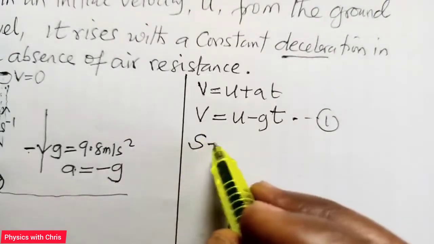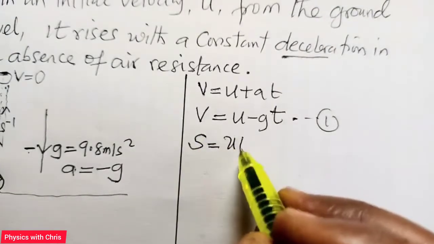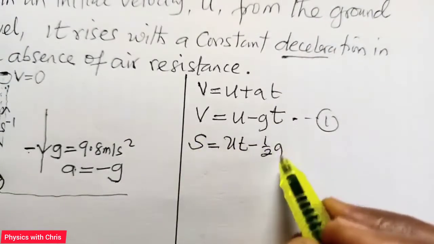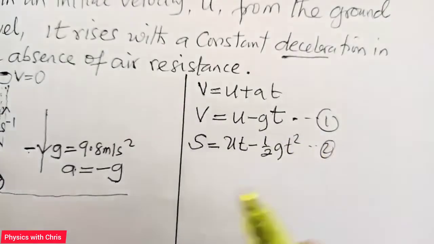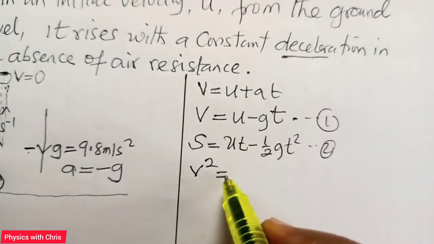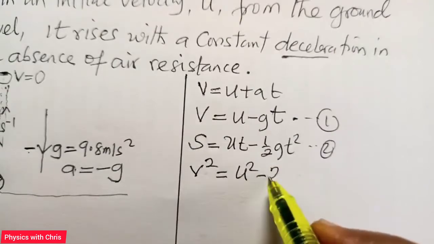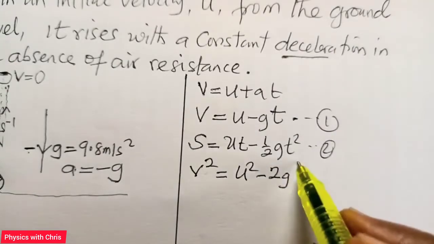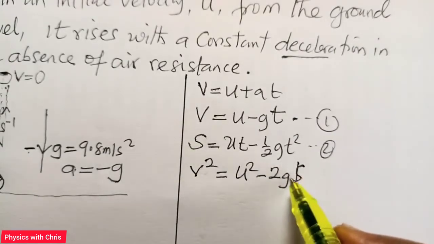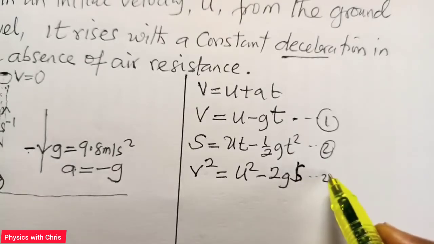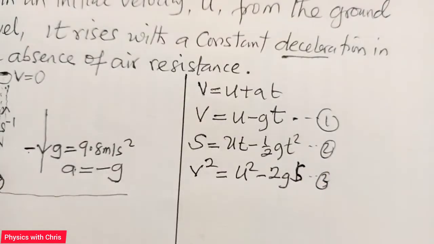Equation 2 simplifies to s equals ut minus half gt squared. And equation 3 can be written as v squared equals u squared minus 2gs, or 2gh. Let's put s. Now, since we are dealing with the vertical motion, we can take this vertical distance, that is the height risen by the body, as h.